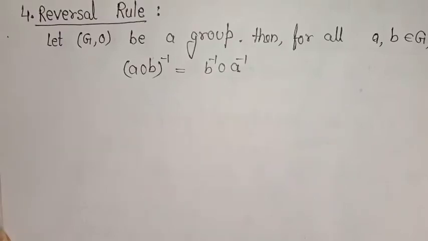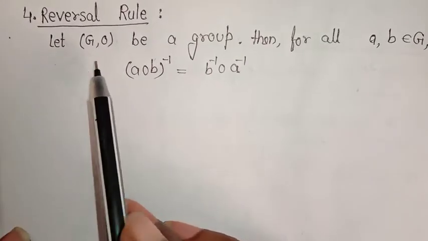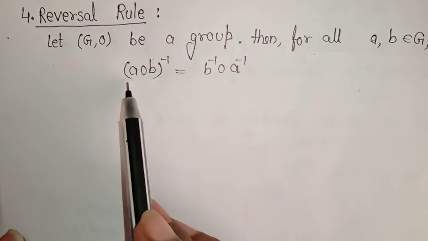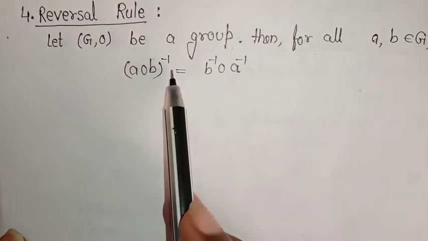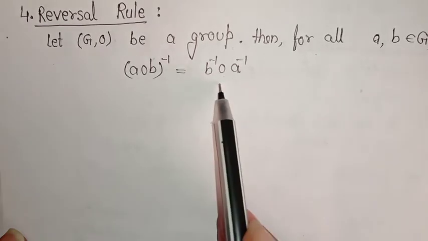In our previous lecture, we discussed three properties of the group. Today we will discuss the fourth property, and that is known as the reversal rule. Let (G, ∘) be a group. Then for a, b belonging to G, (a ∘ b)⁻¹ is equal to b⁻¹ ∘ a⁻¹. We have to prove this.